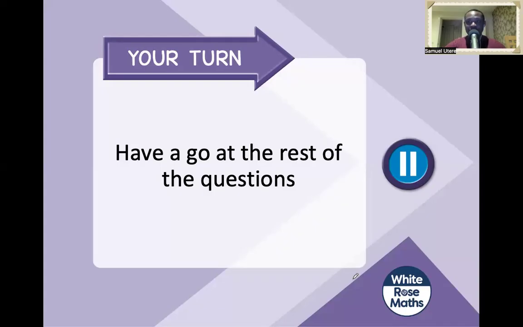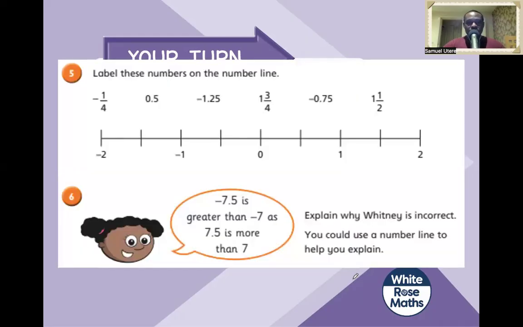You have learned about working with directed numbers, negative and positive numbers, even decimal numbers. The principle is the same. When you look at your numbers, the further down along the left on the number line that you have your number, the smaller the number, and the further right on the number line, the bigger the number. Pause the video and answer questions 5 and 6 in 2 minutes.